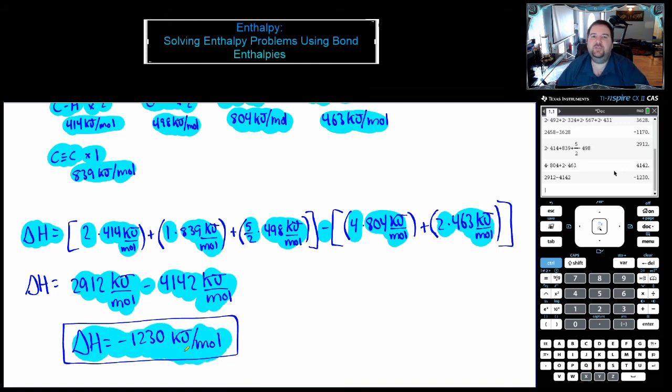Is that endothermic or exothermic? That is exothermic. And of course, we should have known that because we're burning something. And when you burn something, when you combust something, it's going to release heat. So our delta H should definitely be negative.